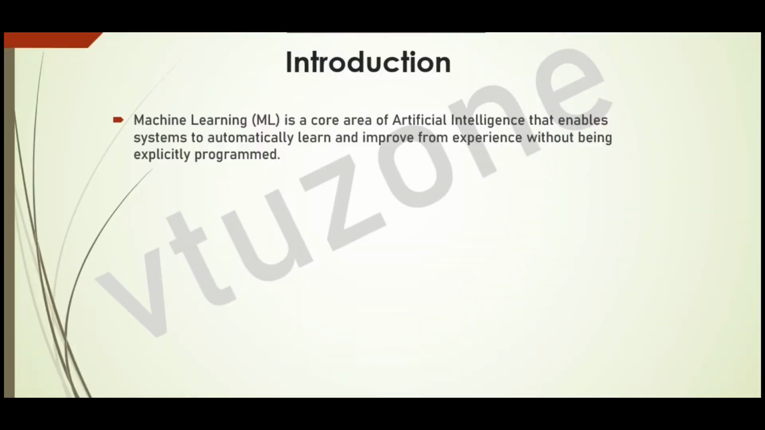Machine learning is a core area of artificial intelligence that enables systems to automatically learn and improve from experience without being explicitly programmed. That is, teaching computers to learn from data and make decisions on their own without being told exactly what to do.